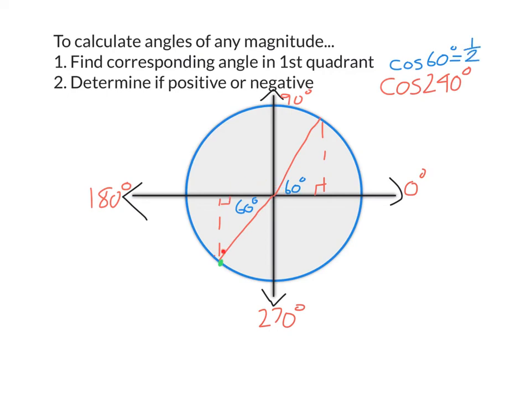So cos 240, well, this distance here will be the same as this distance here because they're congruent. So cos 240 will also have magnitude of a half. We just need to decide, is this going to be positive or negative a half? So remember, all are positive in this quadrant: sine, tan, and cos. Cos is negative in this quadrant. The x-coordinate here is negative. So cos 240 is negative a half, and we're done.